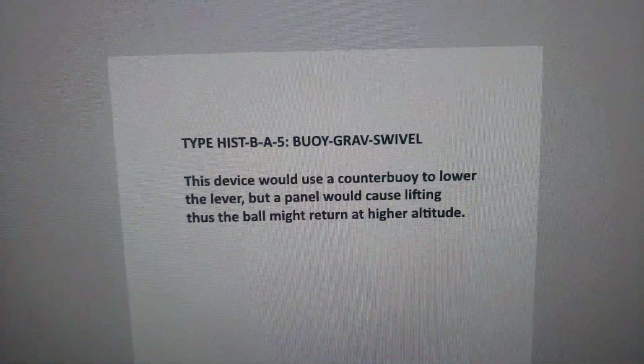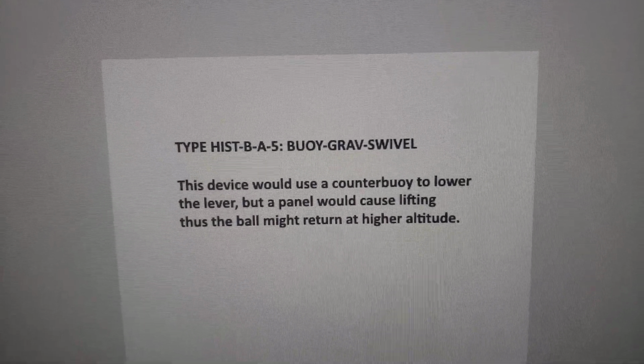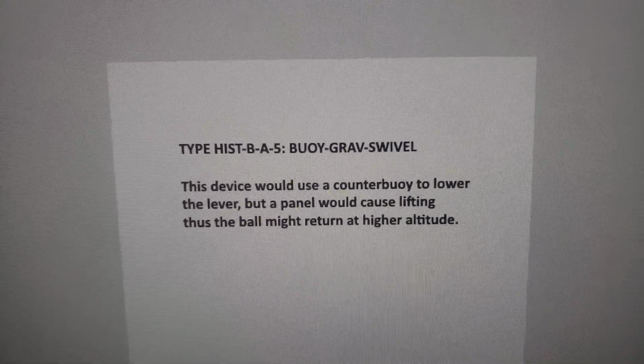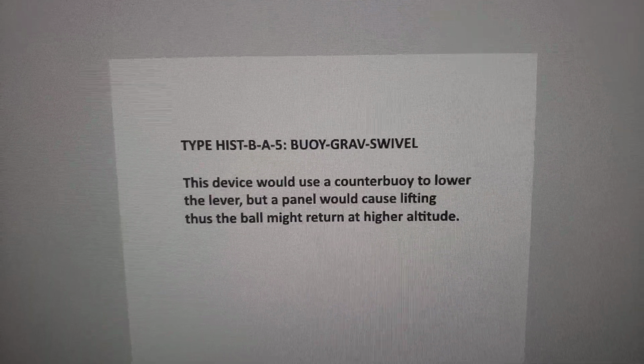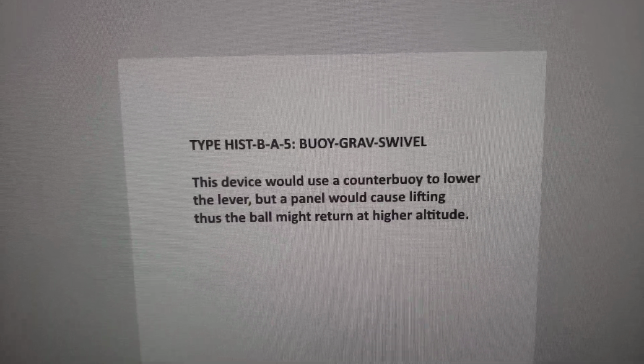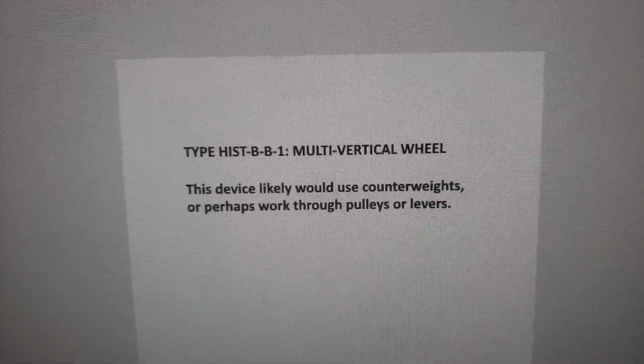Type history BA5, buoy grab swivel. This device would use a counter buoy to lower the lever, but a panel would cause lifting, thus the ball might return at a higher altitude.